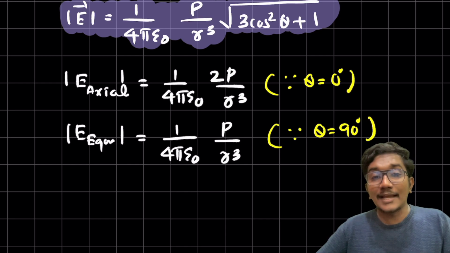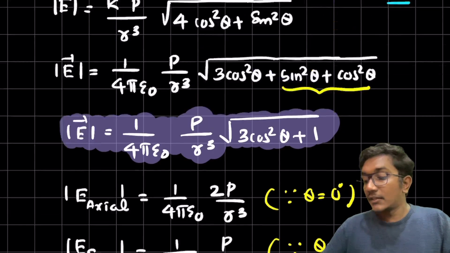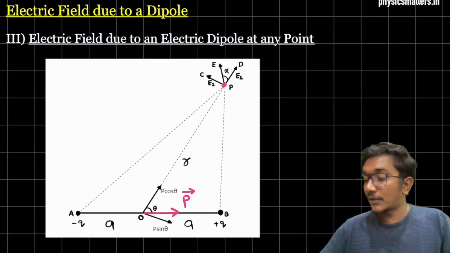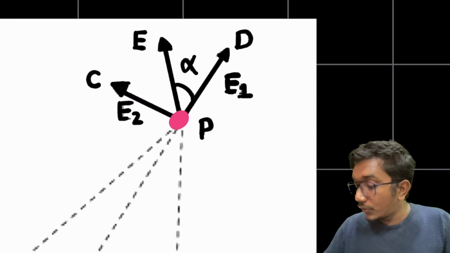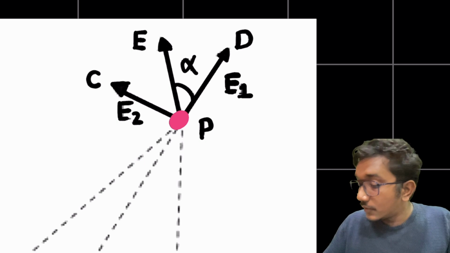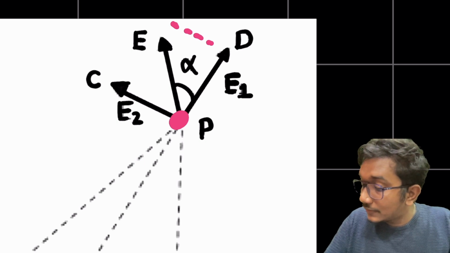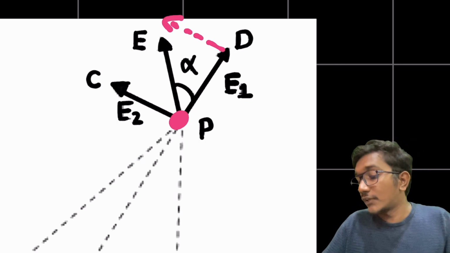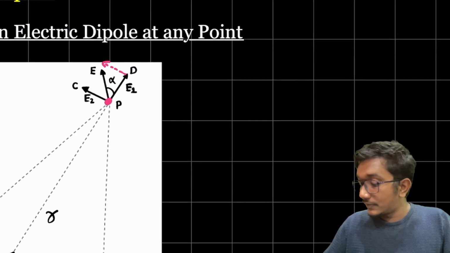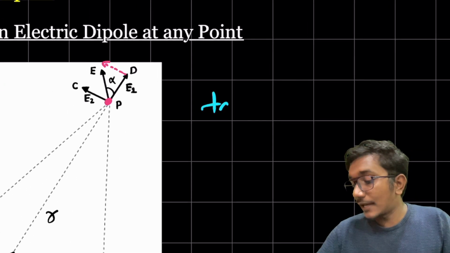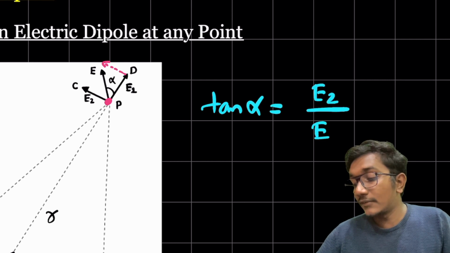And one more thing is how do you get the direction of this particular electric field? So you can do one thing. You can actually find out from this diagram. You can find out tan alpha actually. So how do you get tan alpha? You can do one thing. You can just extend this. Yeah. So tan alpha is equal to E2 by E1 you can do. So I'll be writing it here. So tan alpha is equal to E2 divided by E1.